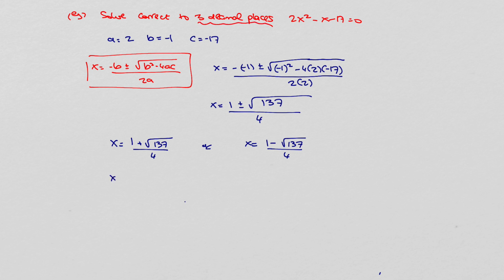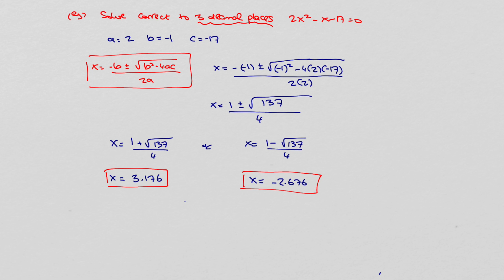So if we put that into our calculators, we then end up with 3.176, or x is equal to minus 2.676. So again, always checking the number after the third. If it's 5 or more, we round up the number. If it's less than 5, the number stays as it is.